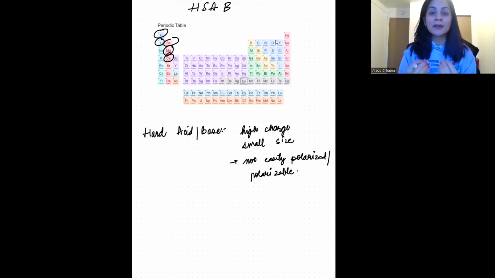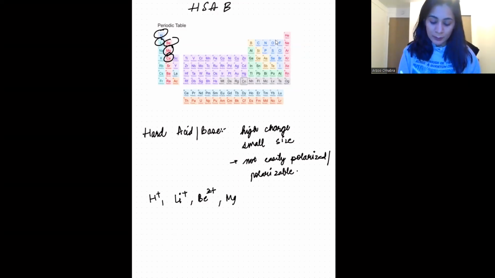because high charges on metals actually reduce the size of that metal, right? If you have a high charge, then it reduces the overall size. That would make the metal not easily polarized. So what does that actually mean? It means that if you have H+, Li+, Be2+, Mg2+, Ca2+, all of these metals are hard to polarize because their size is so small that another atom cannot really come in and polarize it, or cannot really influence it.